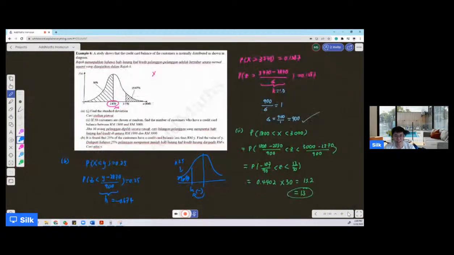Okay, so in this case, I just know that this is H. So (Y minus 2870) over 900 equals negative 0.674. And what is Y? I am getting RM 2263.4. People who spend less than 2,263 ringgit 40 cent is only 25% of the customers in total.